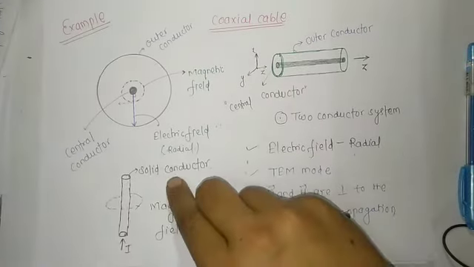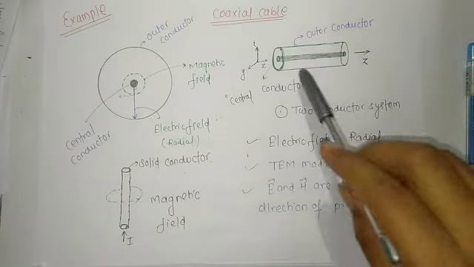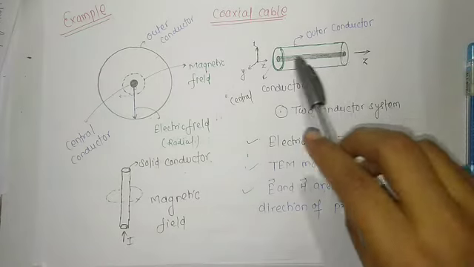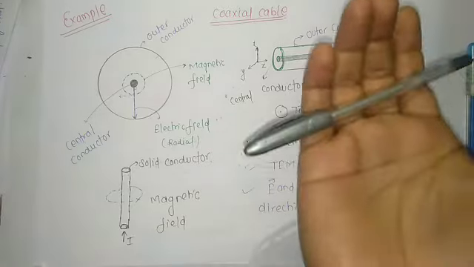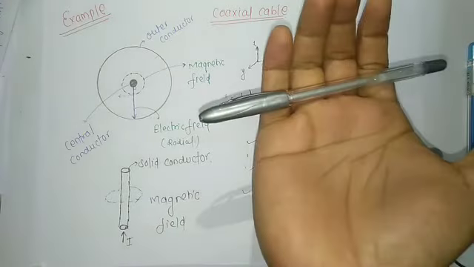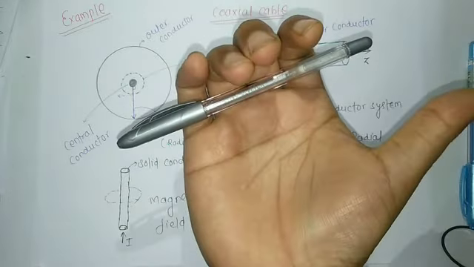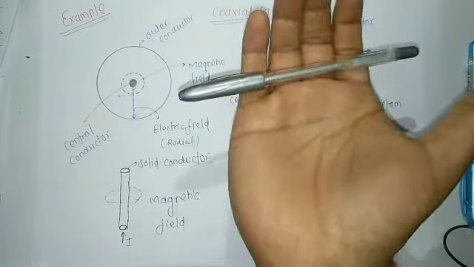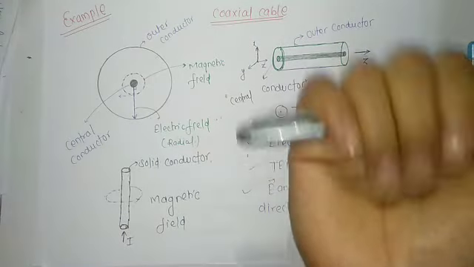Now let's see the physical structure of the coaxial cable, which contains the central conductor as well as the outer conductor. In the central conductor, the current is flowing like that. If current is flowing like that, how can we draw the magnetic field? This thumb again represents the direction of current. If you wrap your fingers, you will get the direction of the magnetic field.